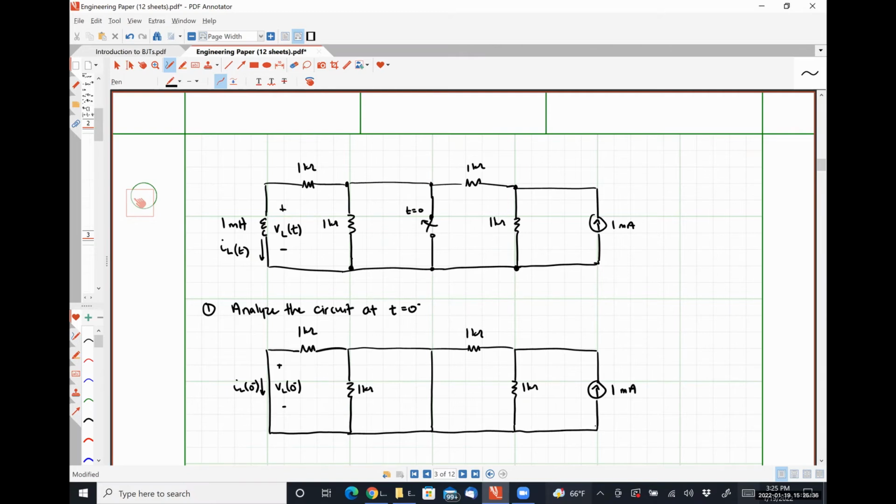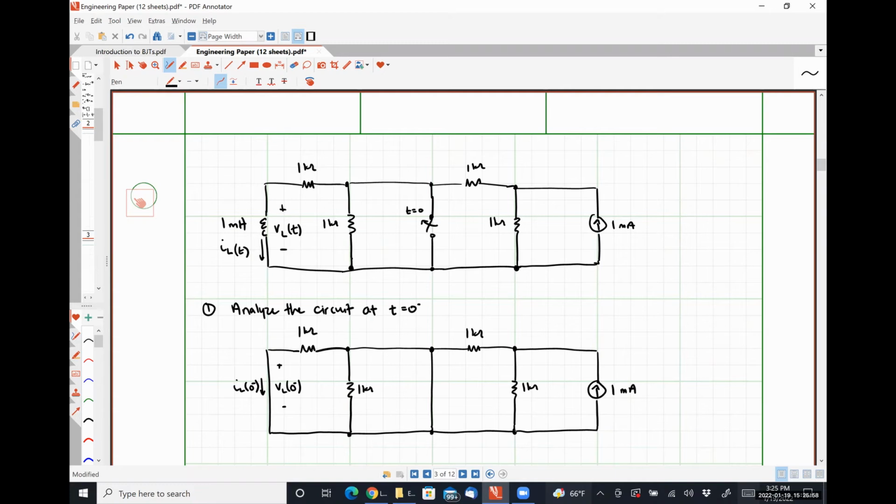Right, so is everybody okay about this schematic being used to represent our circuit at t equals 0 minus? Anybody got any questions, comments, or concerns? All right.